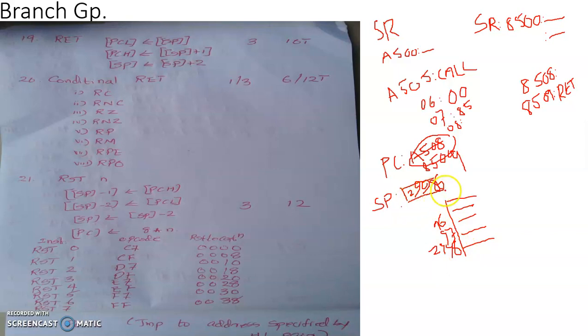Then the stack pointer will be incremented by 1. So this will be the activity performed upon execution of the return instruction. What happens in return is that the content of the memory location whose address is in the stack pointer, that is the stack top, will be taken to the least significant part of the program counter register, that now happens to be 2996.